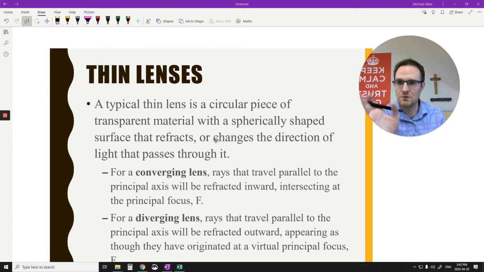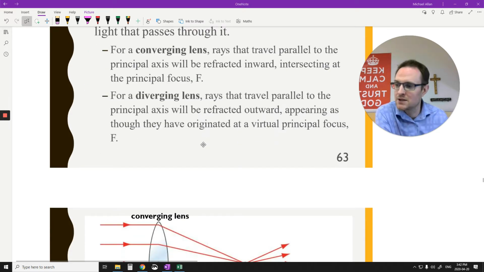And the two types of lenses that we're going to talk about are converging lenses and diverging lenses. Sometimes they call them differently. They sometimes call them convex and concave lenses. But we're going to reserve those two terms for mirrors, and we're going to use converging and diverging for lenses, so we know what we're talking about in each case. I'll try not to mix them up too much.